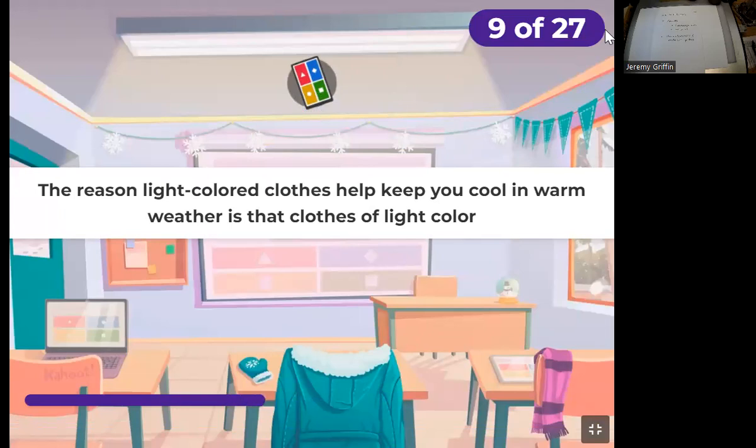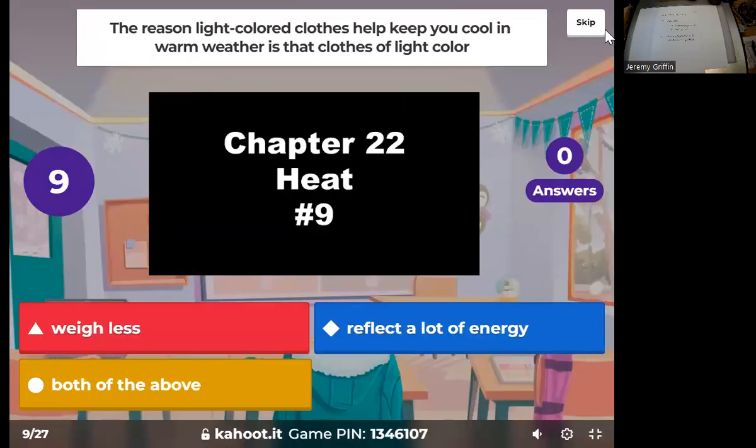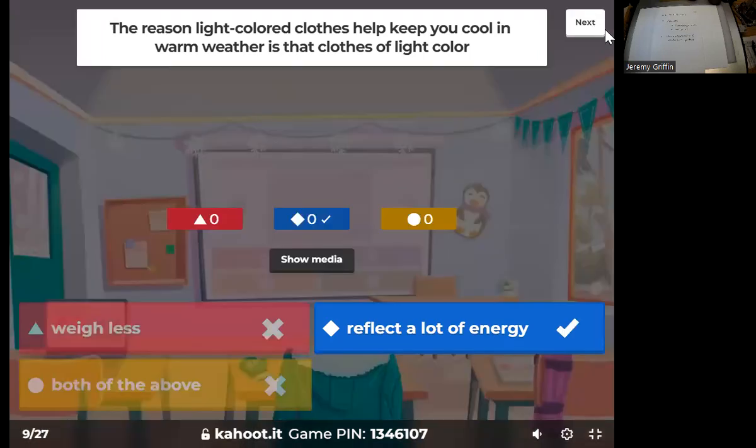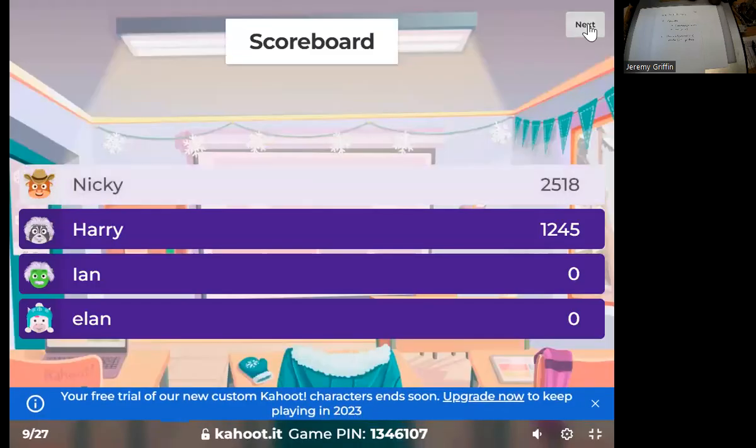The reason light colored clothes help keep you cool in warm weather is that they reflect a lot of energy. If you wear dark colors, that'll absorb a lot of energy. If you wear light colors, that'll reflect a lot of light energy.